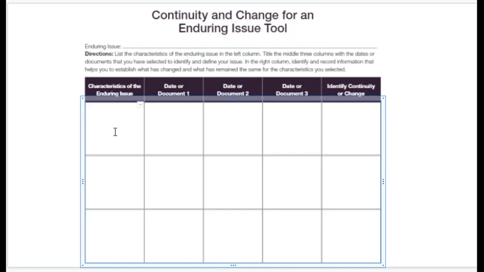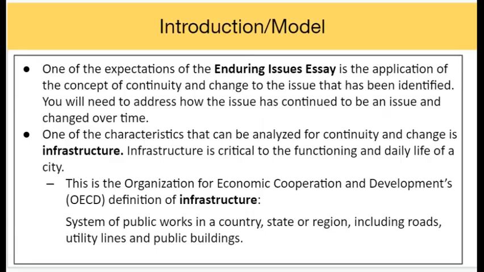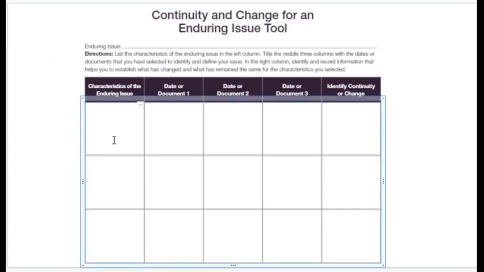So characteristics of the enduring issue. I'm going to talk about, remember we had an official definition which said infrastructure, just remember this is our enduring issue, infrastructure. It's a system of public works in a country, state, or region, including roads, utility lines, and public buildings. So they definitely have public buildings. We're going to have that for one. We will have roads for the other. And let's put up utilities. Let's see what we come up with. I don't know what we'll find.